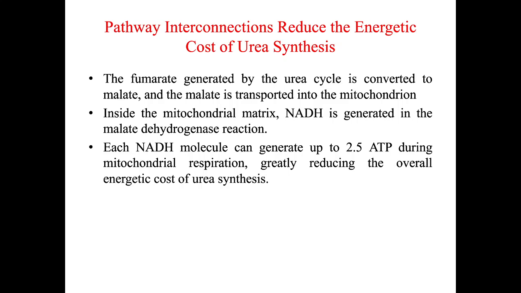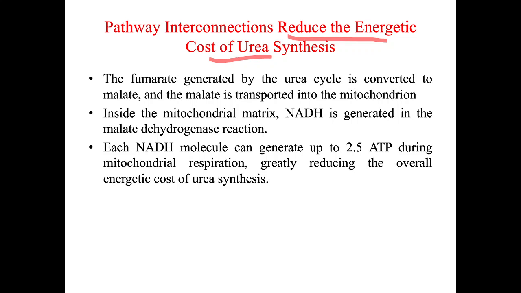So the pathway interconnection reduces the energetic cost. If you connect the TCA cycle and the urea cycle, basically it is reducing the energetic cost of the urea cycle. The fumarate generated in the urea cycle is converted into the malate. So in the urea cycle, the fumarate is generated, it gets converted into the malate, and then the malate is transported into the mitochondria. Again, you know the fate of the malate. It can get converted into the oxaloacetate, and this oxaloacetate goes into the citric acid cycle.